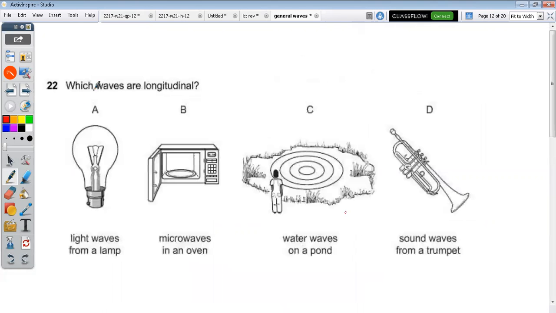Now, which waves are longitudinal from this instrument here? Where do we get longitudinal? D. It's the one producing sound.